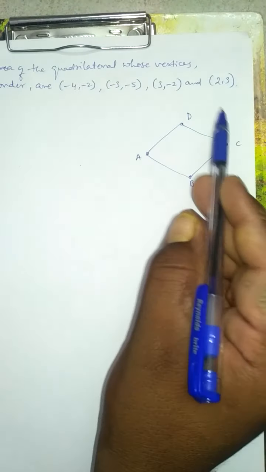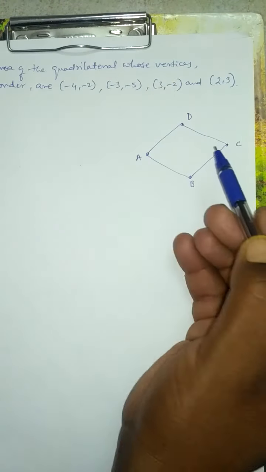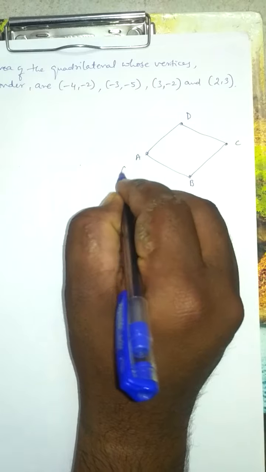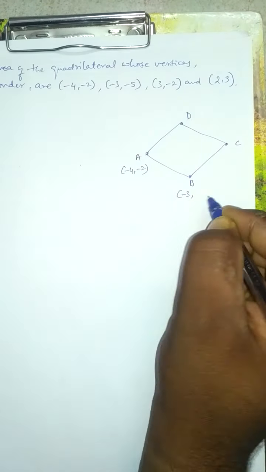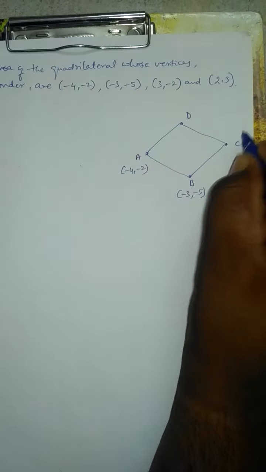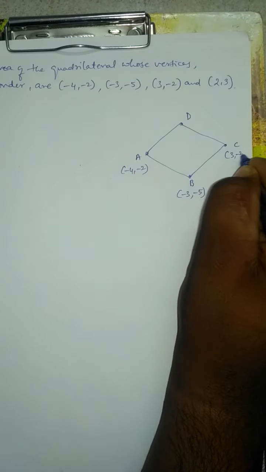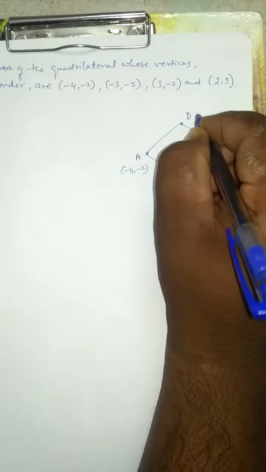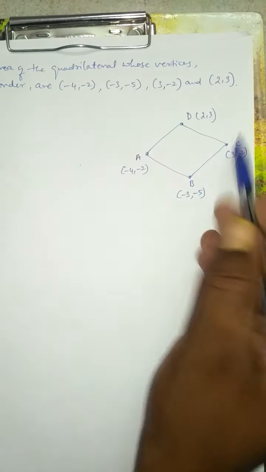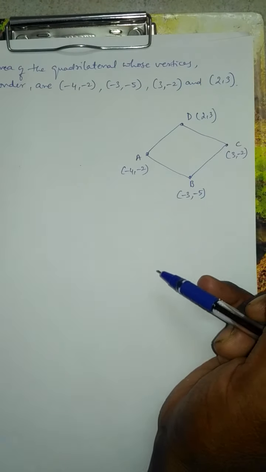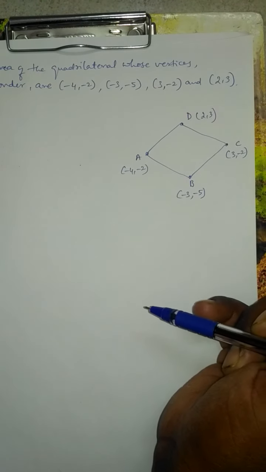Then coordinates of the quadrilateral are given. So what are the coordinates? First coordinate -4, -2. Second coordinate -3, -5. Third coordinate 3, -2 and fourth coordinate, that is 2, 3. Now by using these four coordinates, how to find out the area of this quadrilateral? So this is our question.